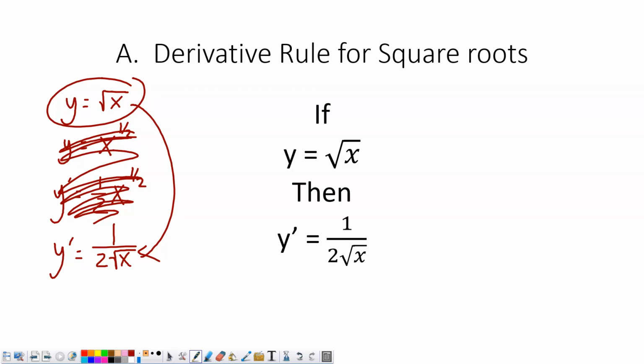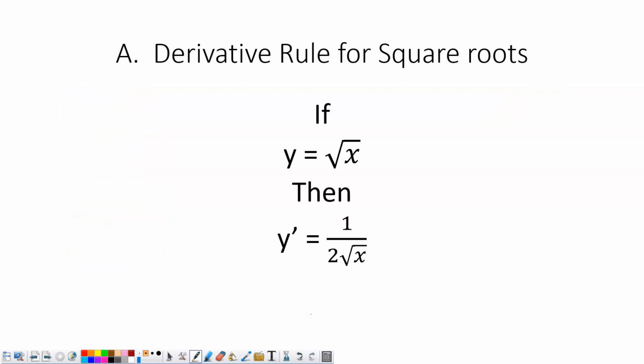Now we still need to know the process though, because what if I give you something else like this, right? Well, now you need to know how to do it because there are so many different types of roots. But the square root is the most popular root, and since it's the most popular root, it also turns out to be the one that's most popular to get derivatives for, and so it's nice to have a shortcut for it. So let's go ahead and do some examples where that would come in handy.